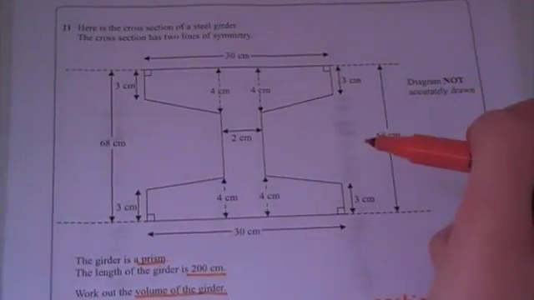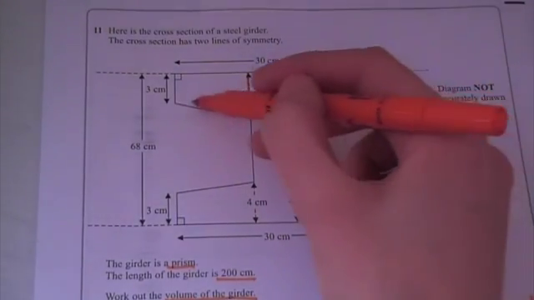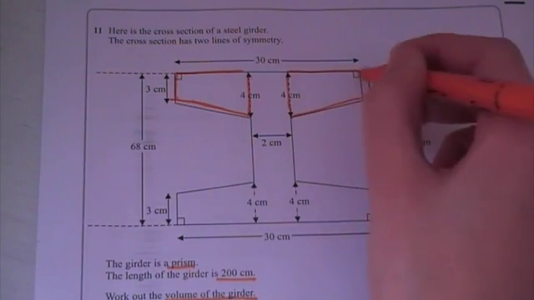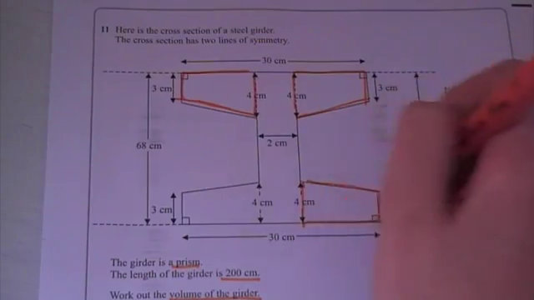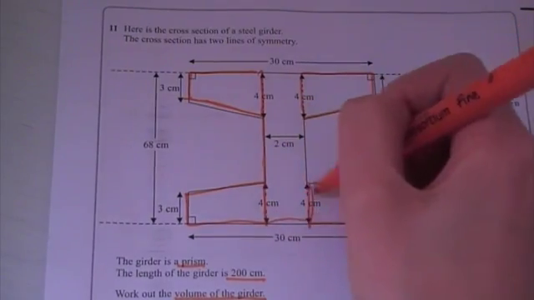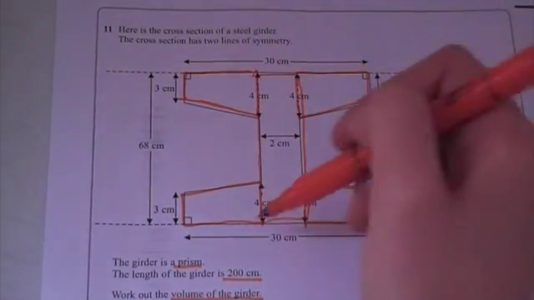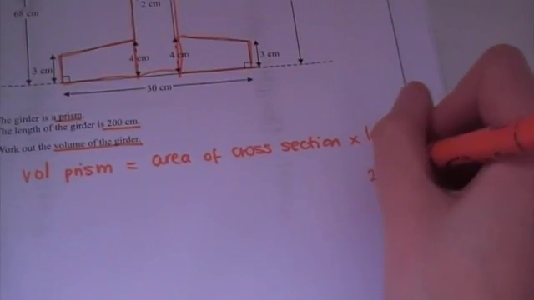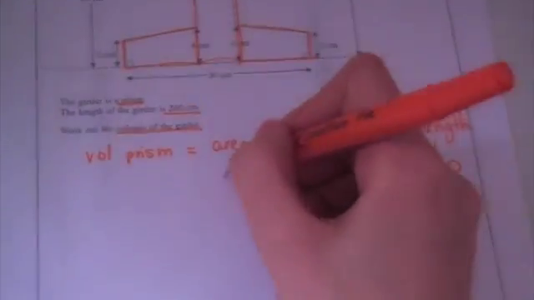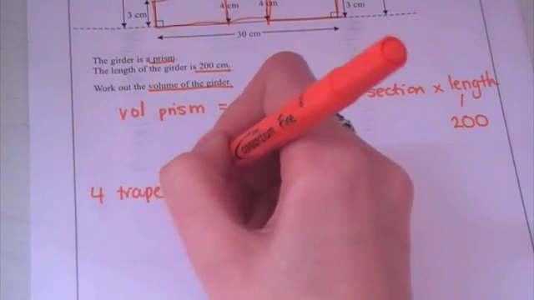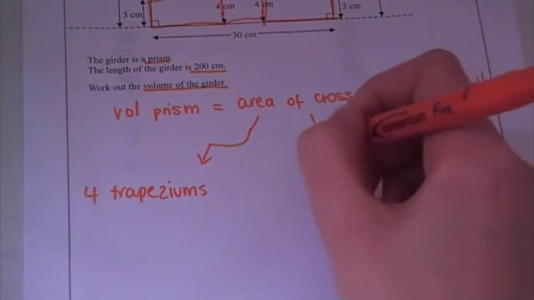So this cross section I would split into 1 trapezium, 2 trapezium, 3, 4 trapeziums, and then the rectangle in the middle. So I'd work out the area of all of them, add them together, and then times by the length. They already tell us the length is 200, so we know this bit already. So area of cross section, we're going to split into 4 trapeziums, and 1 rectangle.